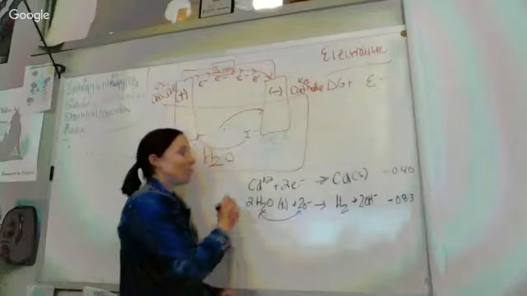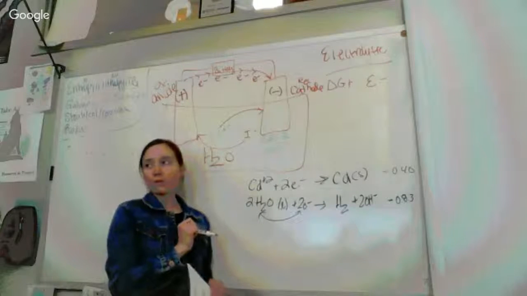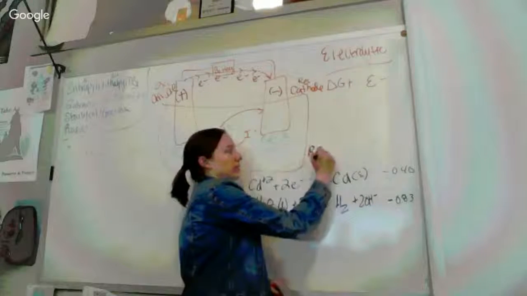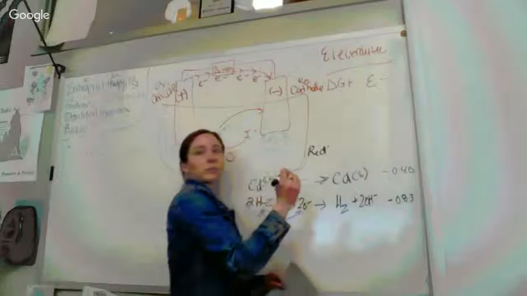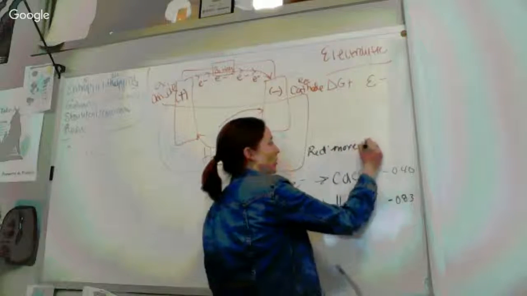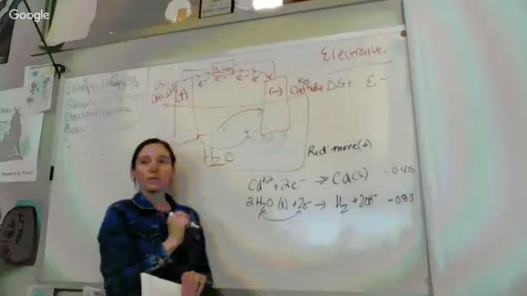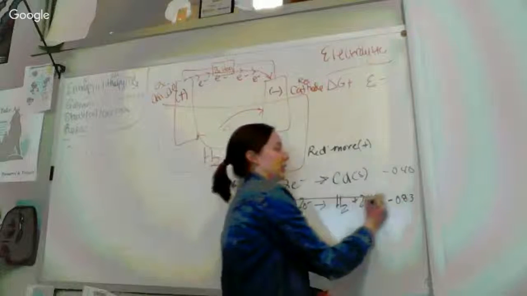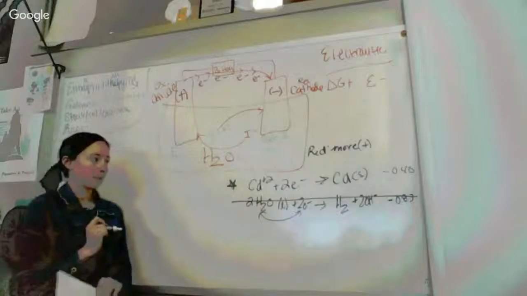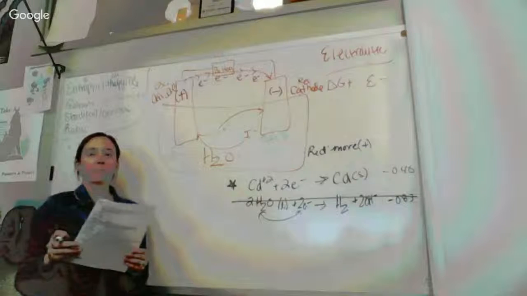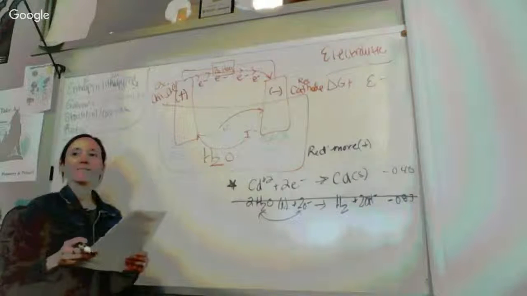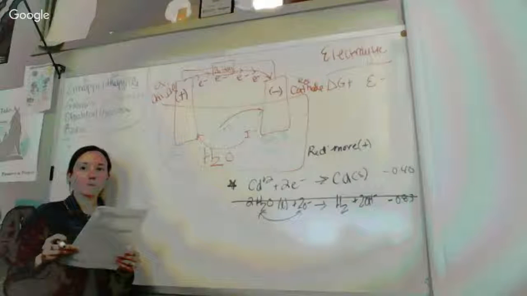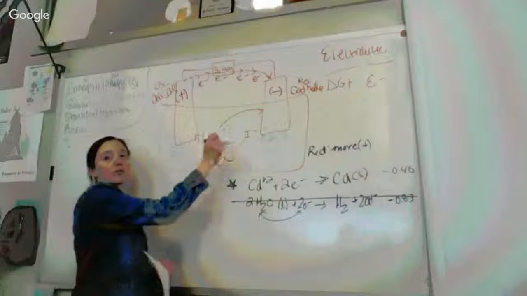We're trying to decide which one of these is more likely to be reduced. Remember reduction, which one is more likely to be reduced? How do we decide that? More positive of the bunch. So which of these is more likely to be reduced here? Cadmium. So this one's actually going to be the one that gains the electrons, and water's not going to do anything. It's just going to hang out. Connor? If water were more likely to be reduced, then would we need cadmium? Yes, because you still need the ions to transfer the electrons.